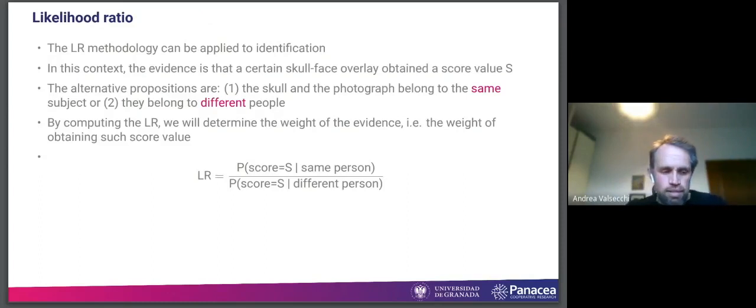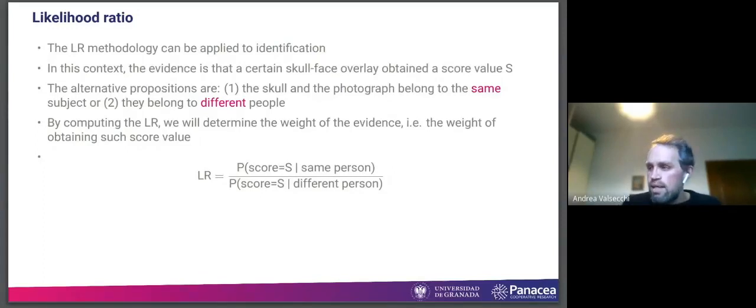Okay, this is some development that we have already done, and it was implemented in our Skeleton-ID software. Now, for the research part, we are looking at how to apply the likelihood ratio methodology to this kind of identification. So in our context, the evidence that we want to assess is the fact that a certain overlay has obtained a score value of, say, 5, or let's call it S for a generic score value.